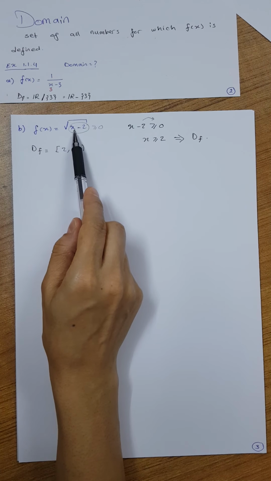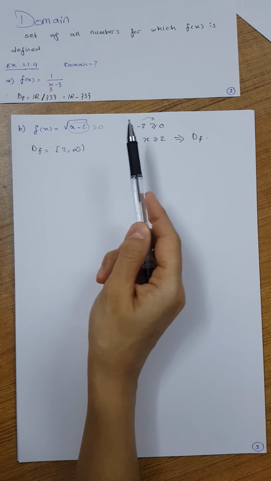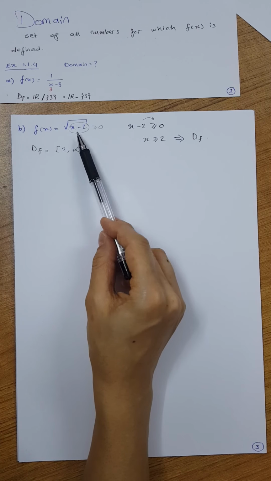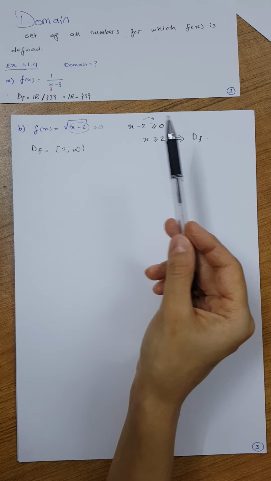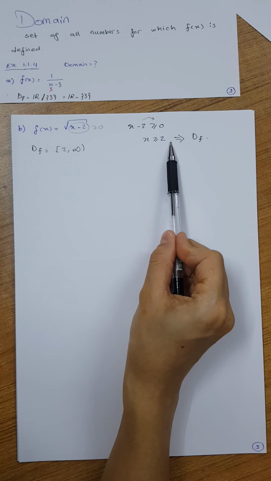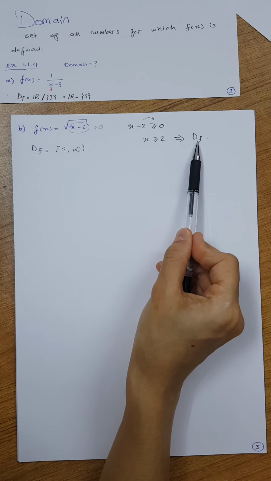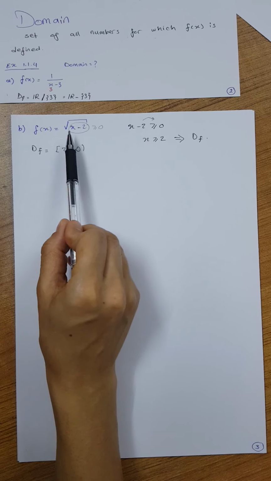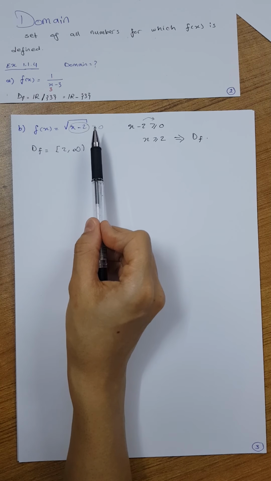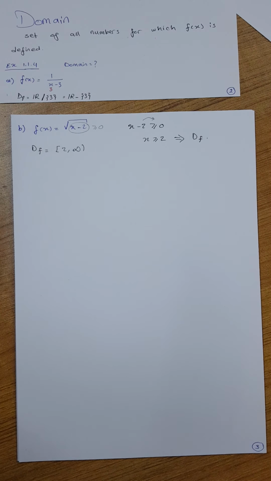If I put 2 into that function, will it make a problem for me? No, because 2 minus 2 is equal to 0, and 0 under the square root will be fine. If I put 3, because x is greater than or equal to 2, will it make a problem for me? No. 4 also will not make a problem for me. So those numbers that are greater than or equal to 2 will not make a problem for the function, so I call those numbers the domain of the function. How about if I put 1 into this function? 1 minus 2 is equal to minus 1. Minus 1 under the square root is undefined. That's why I cannot input numbers that are less than 2.